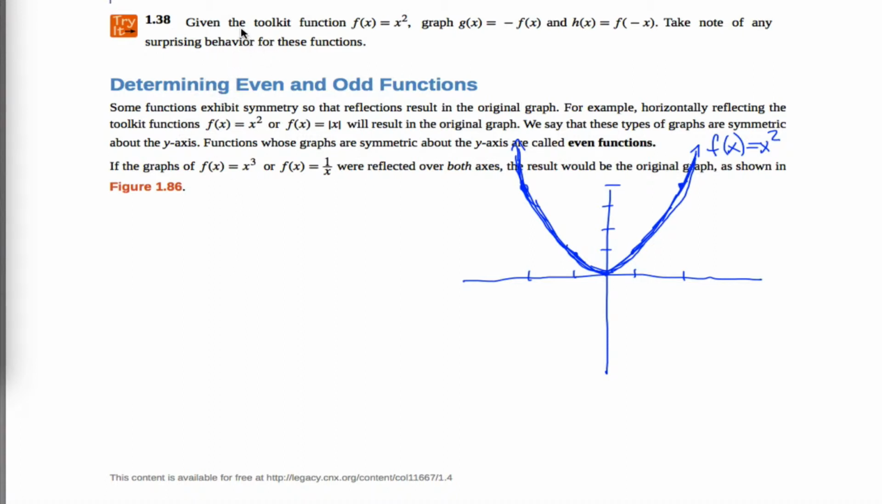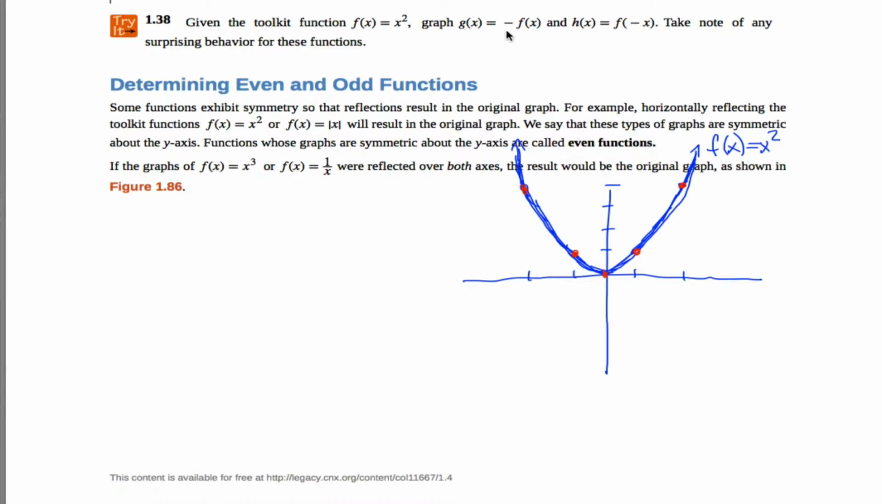Number 1.38, we're given the toolkit function f of x equals x squared, so the book is assuming you know that f of x equals x squared looks like this. I'll highlight a few points here, because the way I like to apply my transformations is by moving these points and then drawing the curve. What I want you to do is graph g of x equals negative f of x, and h of x equals f of negative x.